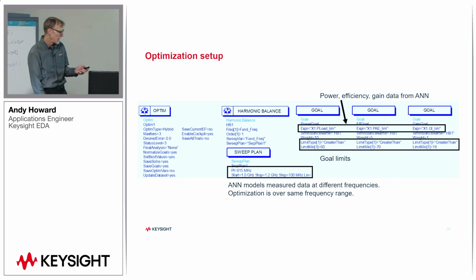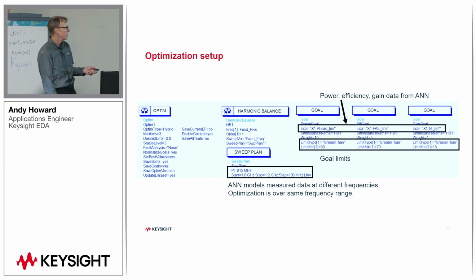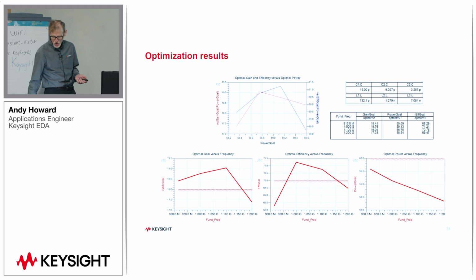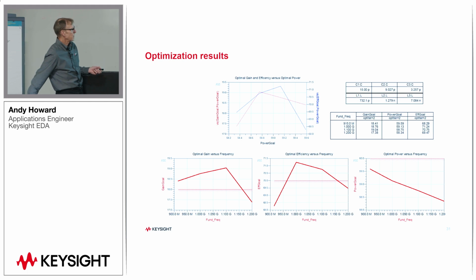So that's not absolutely a requirement. You could optimize over a limited range instead if you prefer. This shows the optimization results. I showed these at the start of the presentation: gain versus frequency, efficiency versus frequency, and power versus frequency, as well as the optimized parameter values.